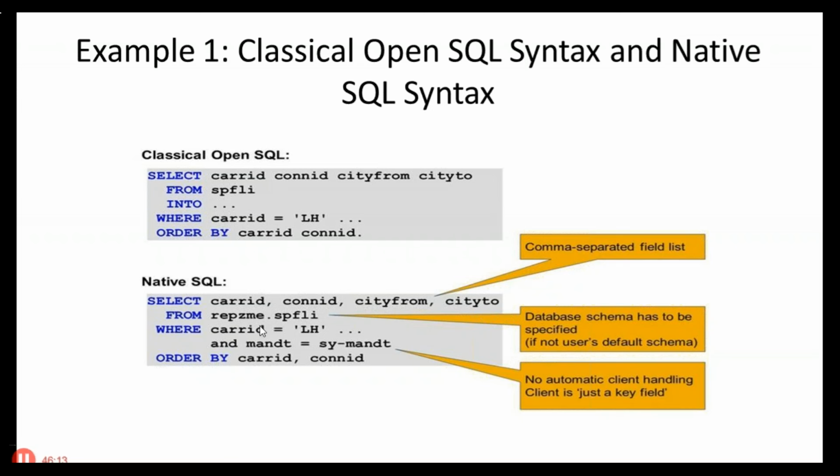Then if we have a schema based table, we'll write the schema name dot SPFLI. You all know what a schema based table is, because you have done a schema based table. So you're going to give the schema name dot the table name which you have created, where carrid is equal to LH and MNDT is equal to F. MNDT is ordered by carrid.